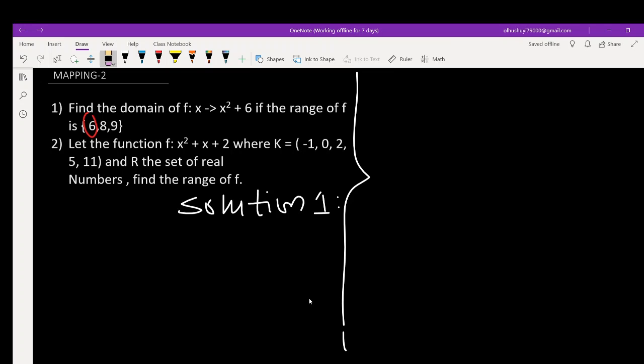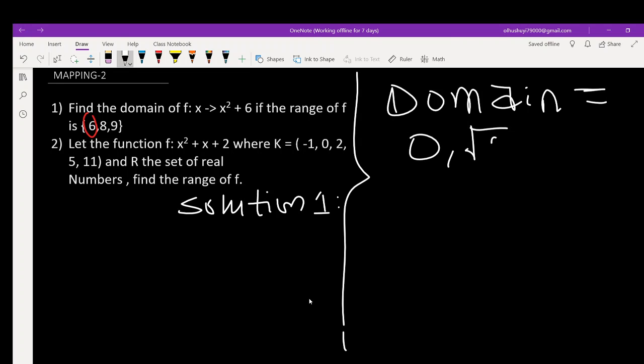The domain, from the last question, not the range, should be equal to what? We have 0, we have root 2, and we have root 3. This is our domain. We found the domain by equating our function to our range. Note that, as I define the domain. So take note of that.